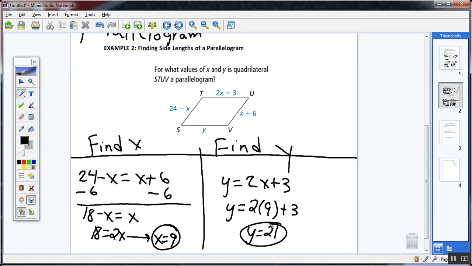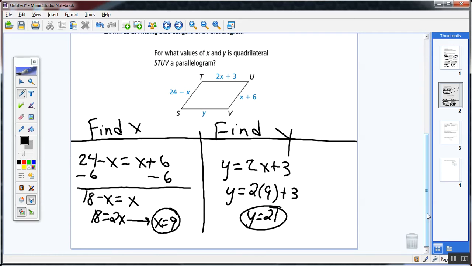Okay. So 21 there. 9 and 21. Okay? So this is that idea again. If this is going to be a parallelogram, what has to be true about the lengths of opposite sides? It'd have to be equal. You only have to find one of the sides, really. Once you find one, then you use the one to find the other.